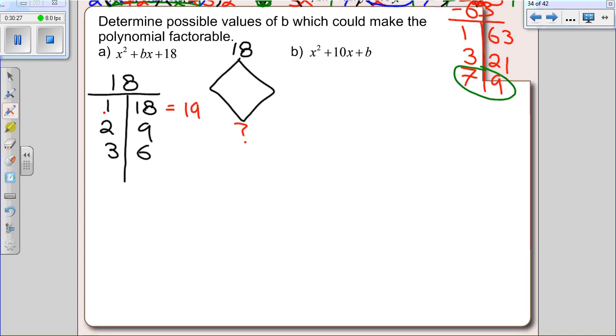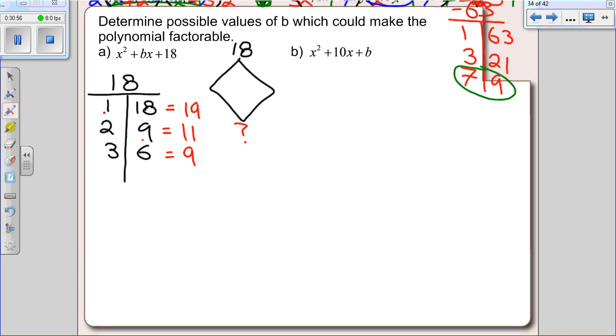3 and 6 multiply to be 18, what do they add to? So 9 is a possible answer. These are all possible answers for b that would make it work. There's more. 4 and 4? Close, that's 16. Sorry. Give me a hint. Yeah, there we go. What did you say? The negative versions.